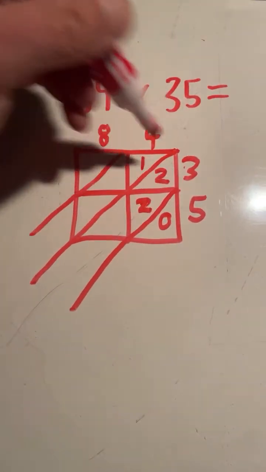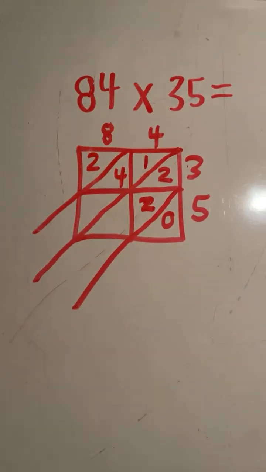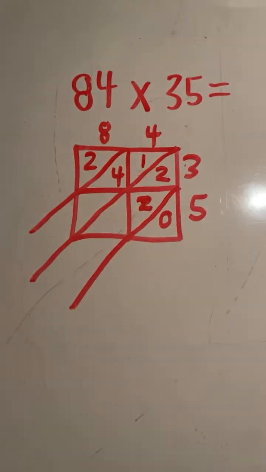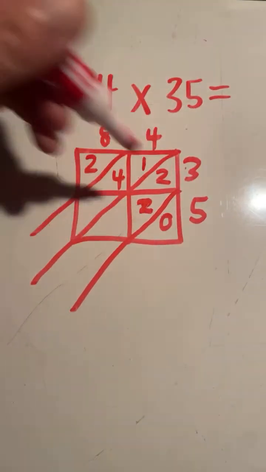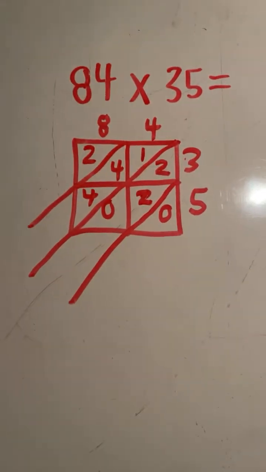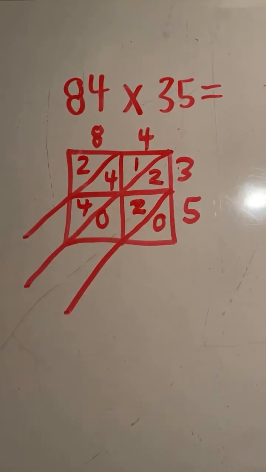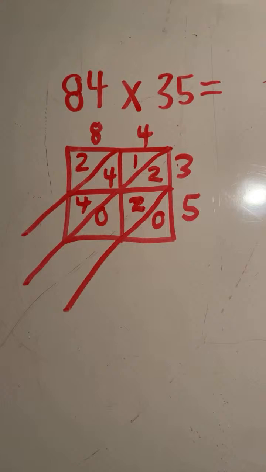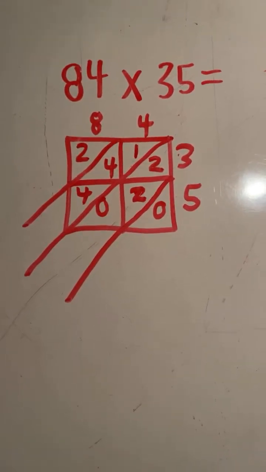8 times 3 equals 24. So we have a 2 and a 4. And then in the final box here, the answer to 8 times 5. So 8 times 5 equals 40. So we have a 4 and a 0. It doesn't really matter which square you go for first, as long as you put the answers to the multiplication problems in all of the squares.